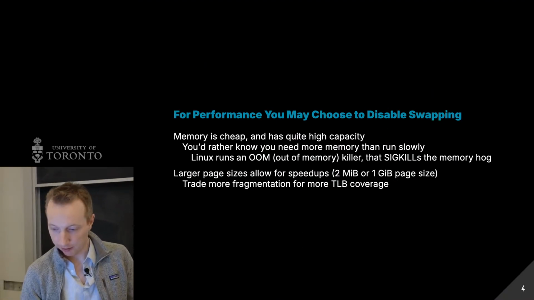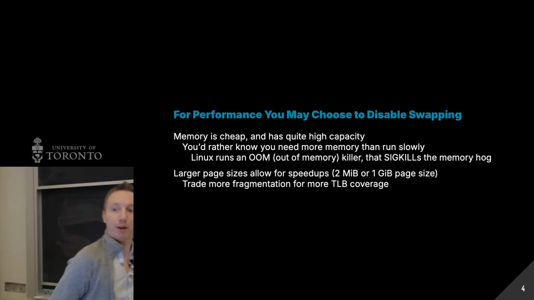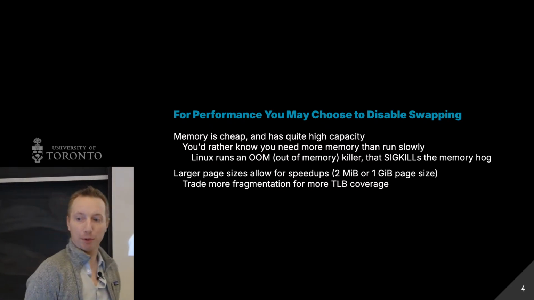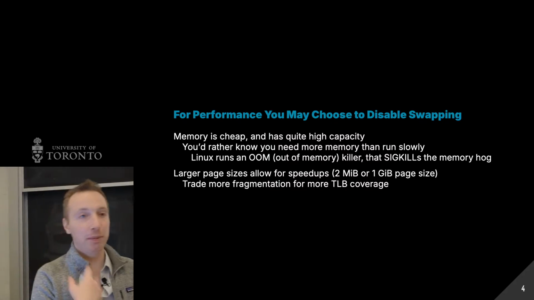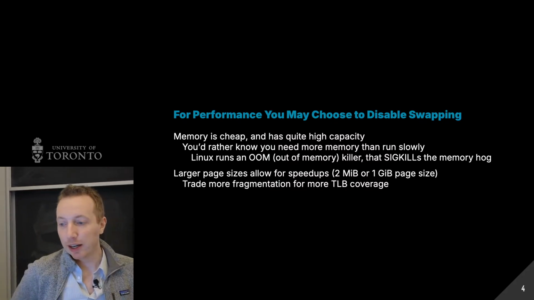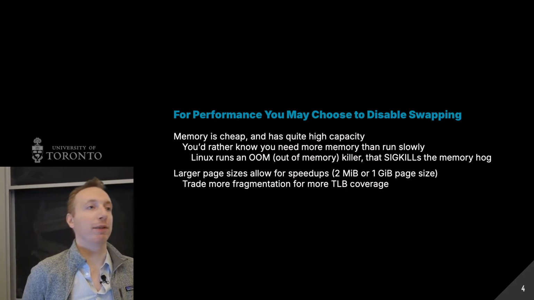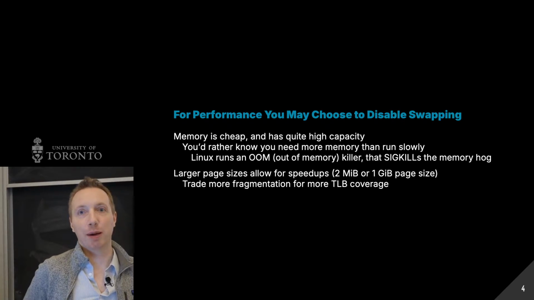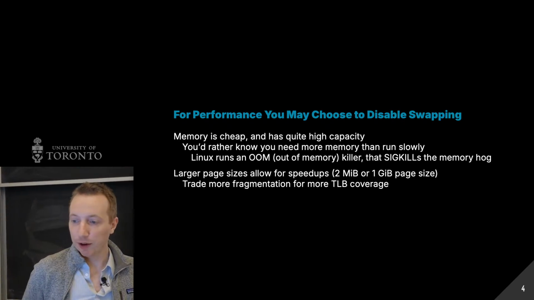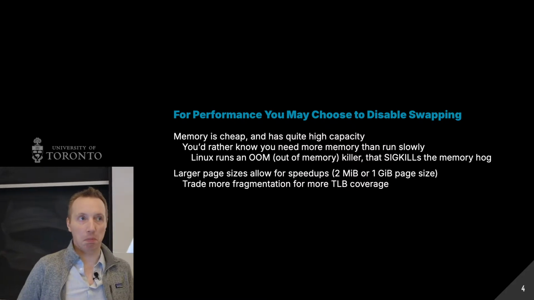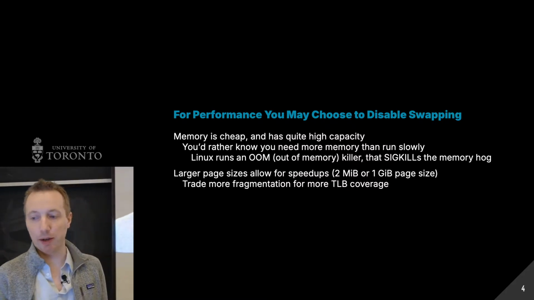So like I said before in the previous lecture, for performance, you might choose to disable swapping altogether. Memory is cheap, has quite high capacity. If you can throw money at the problem, like if you're Google, you would rather spend more money to increase your performance. So you'd rather just let programs using too much memory die.